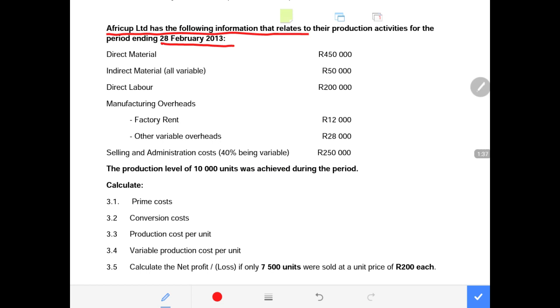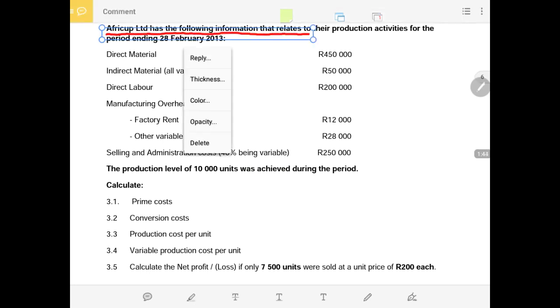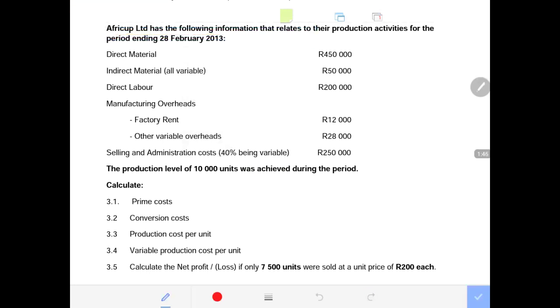We are given direct material. Remember, direct material is directly traceable to production, and we need to be aware that direct costs are variable cost. So now they don't have to tell you that material is a variable cost. The minute it is a direct cost, it is a variable cost. And we are given indirect material, and they say all variable.